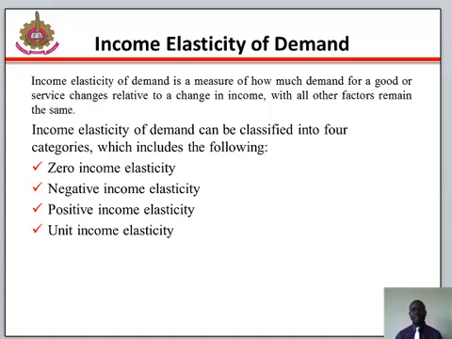The next one is positive income elasticity of demand. In this case, an increase in income may lead to an increase in the quantity demanded. That is, when income rises, demand also rises. It is also greater than 0. Unit income elasticity of demand. In this situation, demand changes in the same proportion as income, and it is equal to 1.